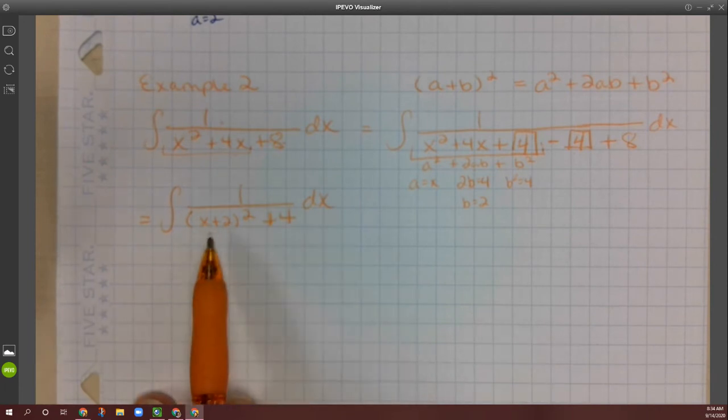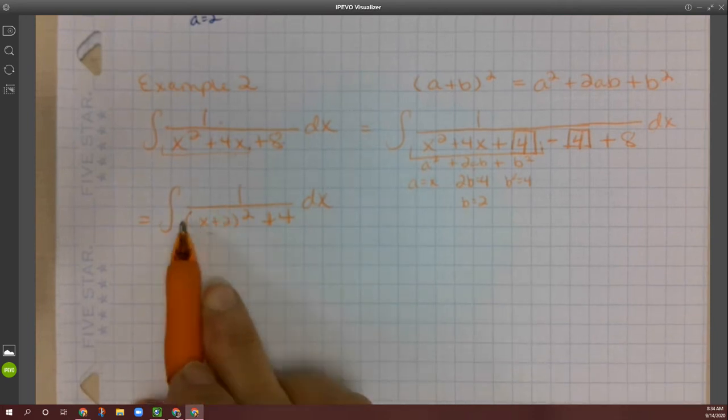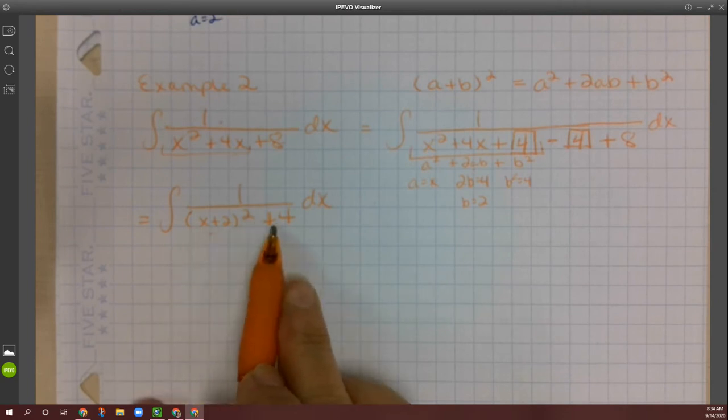We need to think about this kind of like u substitution. My x plus 2 is a u, it's a something, but the derivative of that is just 1. And when my derivative is 1, I don't have to do any special substitution or anything because the du and the dx are going to be equal to each other anyway. I can just think about this as something squared plus 4.